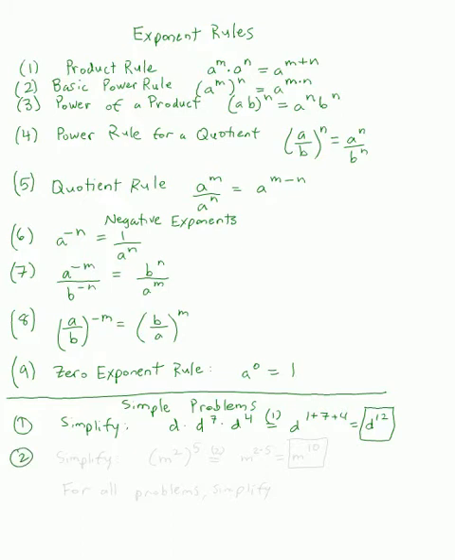Next one. Again, we're simplifying. M squared to the 5th power. Looking at the rules, we notice this is an application of the basic power rule, rule number 2. By rule 2, this says that I actually multiply the powers together, which gives us m to the 10th power.